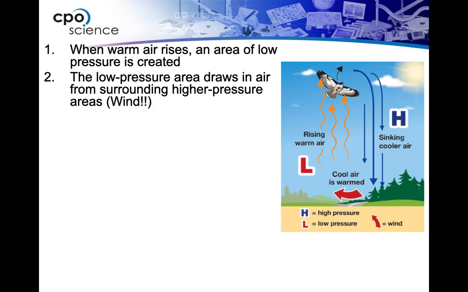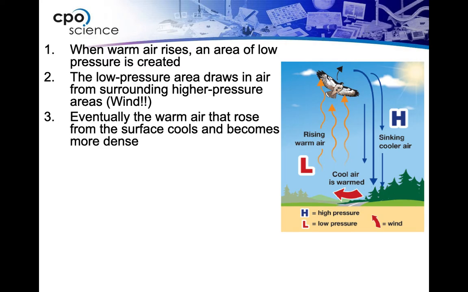Because there's less molecules there, other molecules want to move in. They want to push in there. You just created a void. You created an area where there isn't anything there. That pushing in of those new air molecules is essentially what wind is. So low pressure area draws in air from surrounding high pressure areas, and that is wind. So it's going to move from high to low pressure. So that's how wind moves, from areas of high to low pressure.